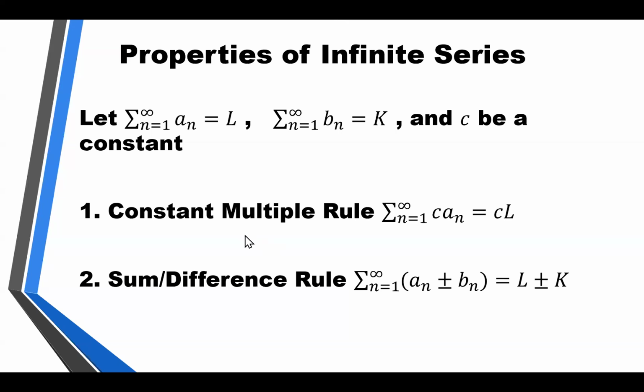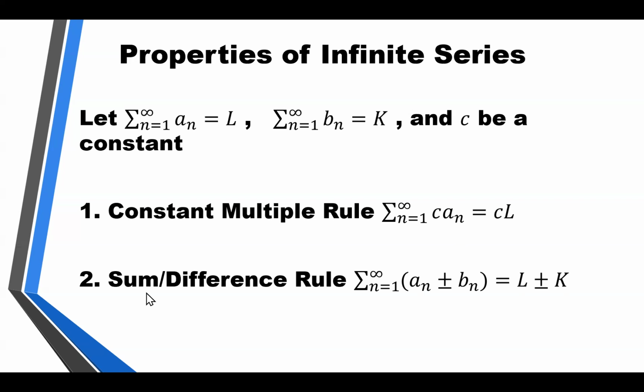By the way, these rules work. A lot of times people try to write other rules that don't work. They'll write multiplication in here instead of summing and adding, and multiplication does not work with this type of rule. If I took a sub n times b sub n and added those up, it's not equal to L times k. So multiplication does not work unless that multiplication is by a constant number. But if it's a multiplication of series times series, it does not work.